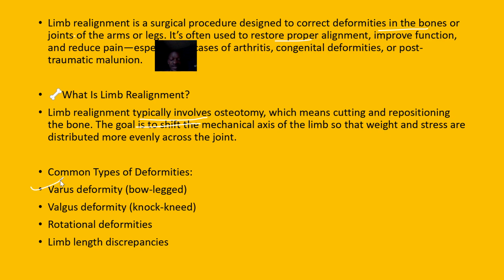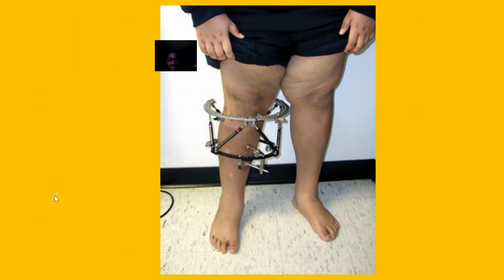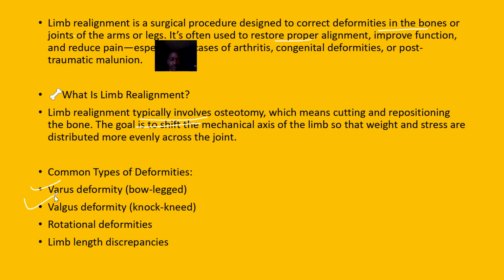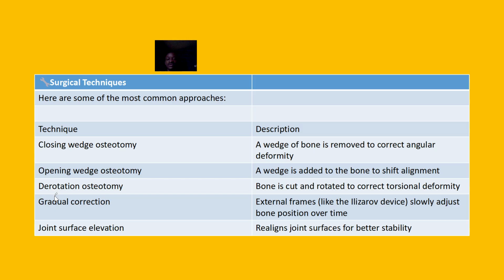So common types of deformities that might actually require limb readjustment are varus issues, where somebody has a crazy bow leg. Valgus issues, where you have a knocked knee, just that everything is coming to join. Rotational deformities, and limb length discrepancies. Sometimes one leg is longer than the other one, so you are trying to adjust this.